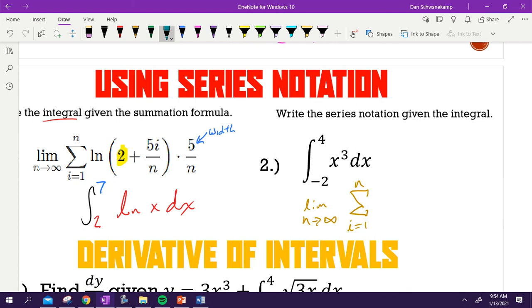First thing I need to have is something cubed, because that's what my function is, times whatever the width is going to be. So my width here is going to be 6, because it goes from negative 2 to 4, over n, because I'm dividing by n amount of rectangles. And then here, we're going lower bound plus the width, and then we throw an i in it, because that's how many rectangles there are.